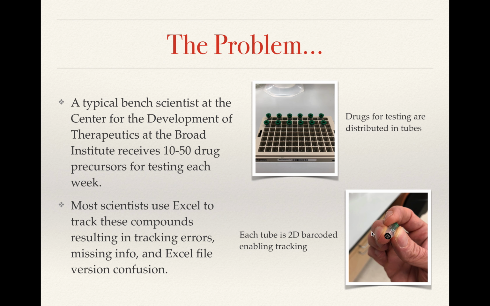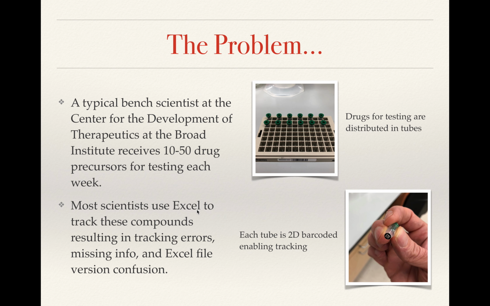which makes them easy to track in the sense that we do have a plate barcode scanner and we can very efficiently scan these. But the problem is that most scientists default to using Excel to track these compounds, which has resulted in tracking errors and missing information. There's also Excel version confusion in terms of which version we should actually be using.